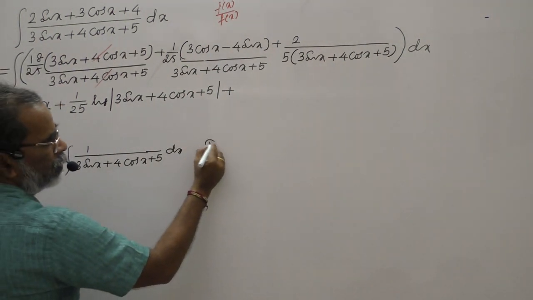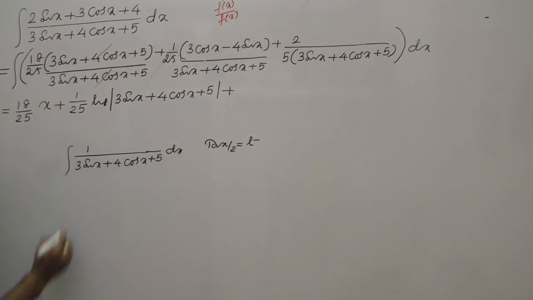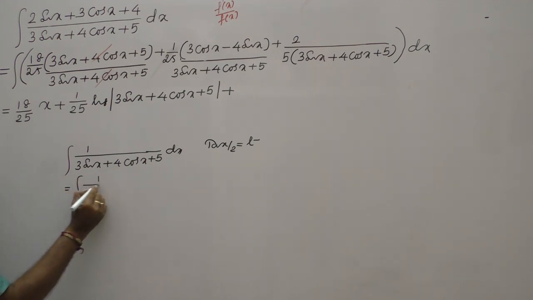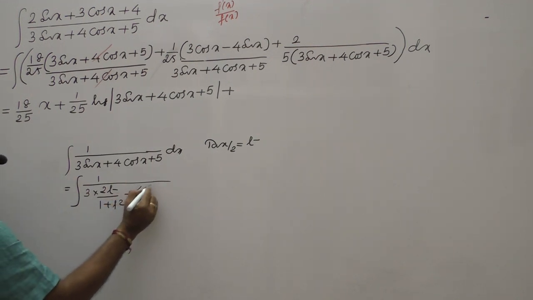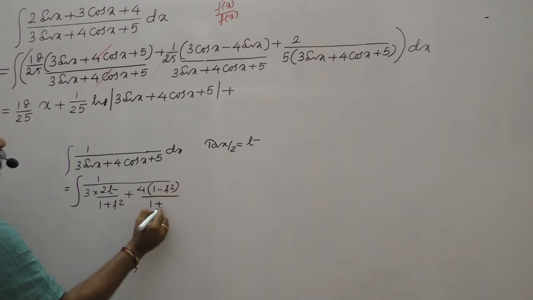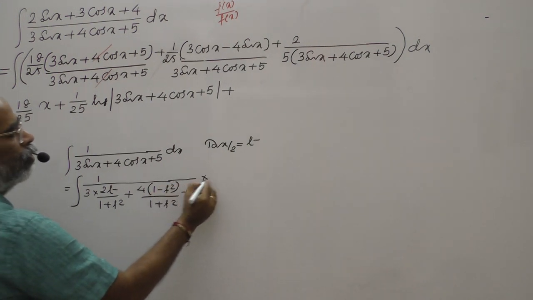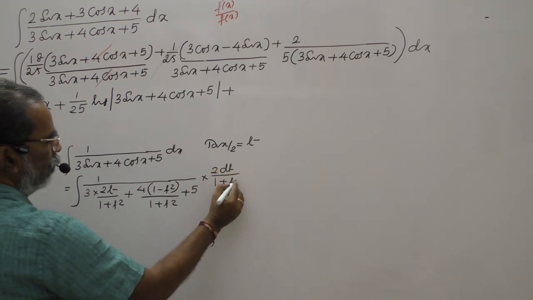For this, just now we have seen what the substitution is: tan x by 2 equal to t. If I apply that, this will be 1 divided by 3 into, there we have seen sin x is 2t by 1 plus t square, plus 4 into cos x, which is 1 minus t square by 1 plus t square, plus 5, into dx, which is 2 dt by 1 plus t square.